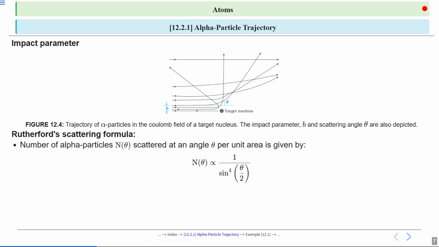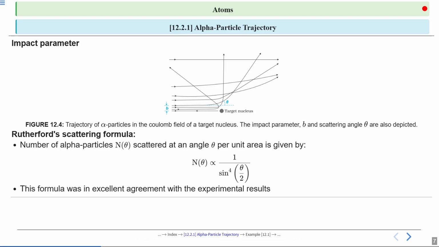If the angle of deflection is increased, the number of alpha particles deflected at that angle theta will be very, very small. That means a large number of alpha particles are deflected at small angles, and very few alpha particles are scattered at large angles. So if theta is 30 degrees, sine 15 degrees is about 0.26 and sine raised to power 4 of 15 degrees is about 0.0046, making N(theta) much larger for small angles than for large ones.